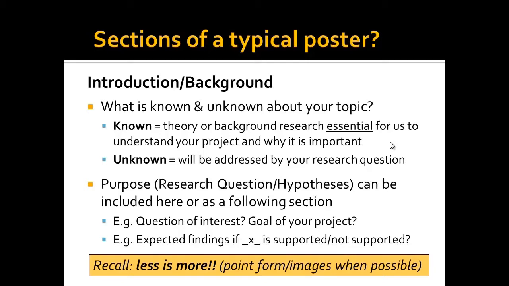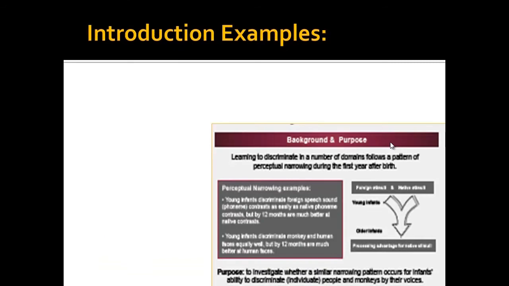Again, remember that less is more. For this section, especially the section where you have a lot of information, you want to be able to have point form notes and also images where possible to describe your research. So here's an example of one poster. In this case, as I explained with the perceptual narrowing, I actually used an image to represent the narrowing and just had a little bit of information on it. And then at the bottom here, I had a one-sentence purpose of my project.